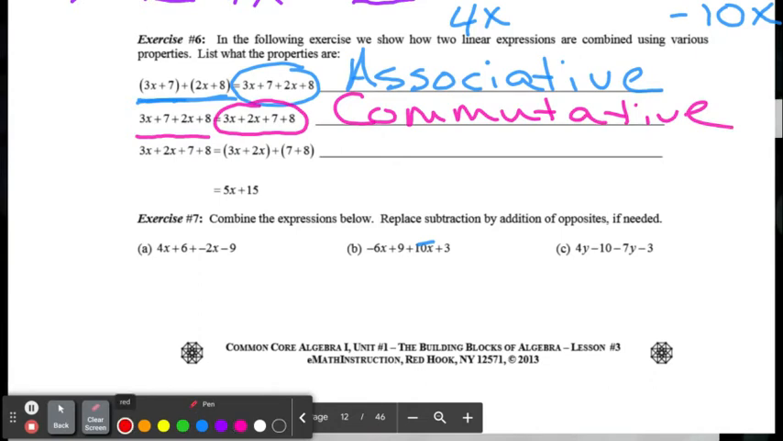And then the last one, 3x plus 2x plus 7 plus 8. And then on this side, 3x plus 2x plus 7 plus 8. The numbers and letters didn't switch order, but what happened is parentheses appeared again. They were grouped. So that is the associative. And I'm just going to abbreviate that.